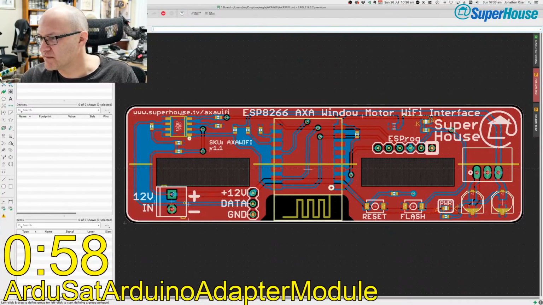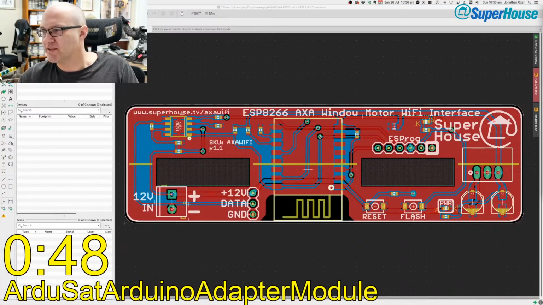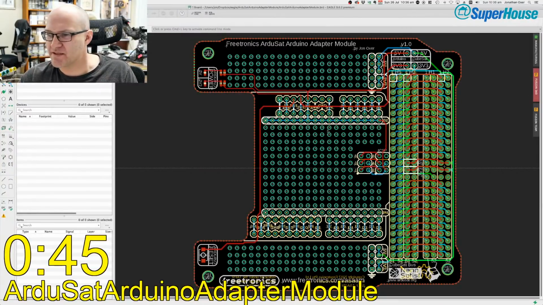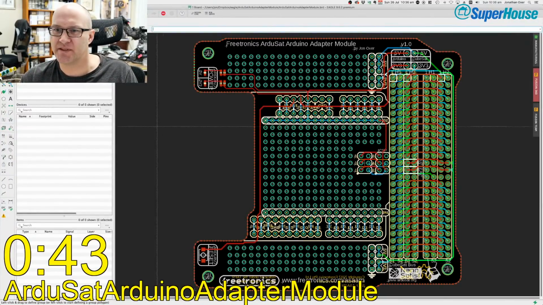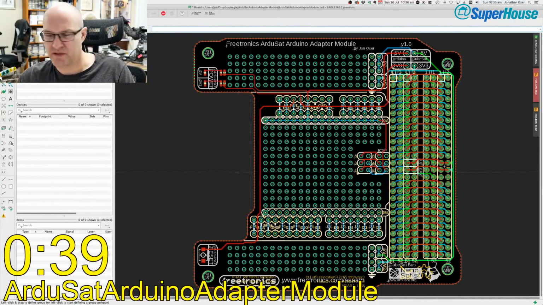Next, the Arduino adapter module. Okay, and this is an old one. So this is a module. Come on, hurry up. Yes. So this is a module that fits into a CubeSat satellite, which uses the PC104 format.